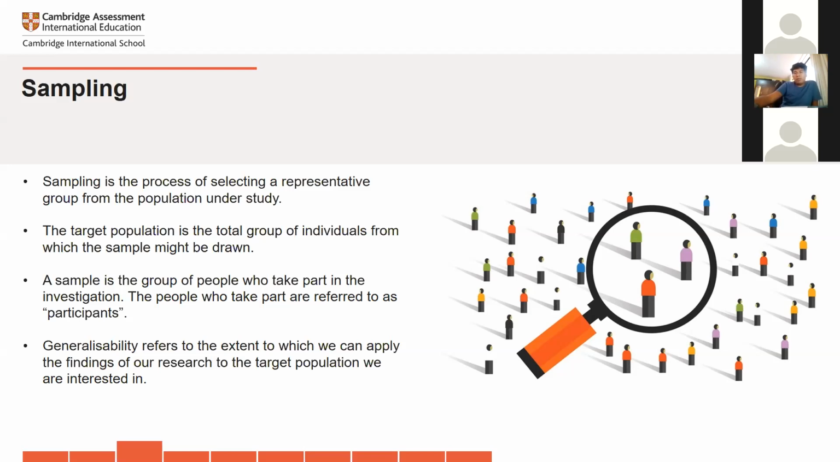Now, there is another term, which is generalizability, which refers to the extent to which we can apply the findings of our research to the target population we are interested in. Okay, we have researched social media addiction in our school. That's just as an example. And what is it good for? To what extent can we apply what we have found here?